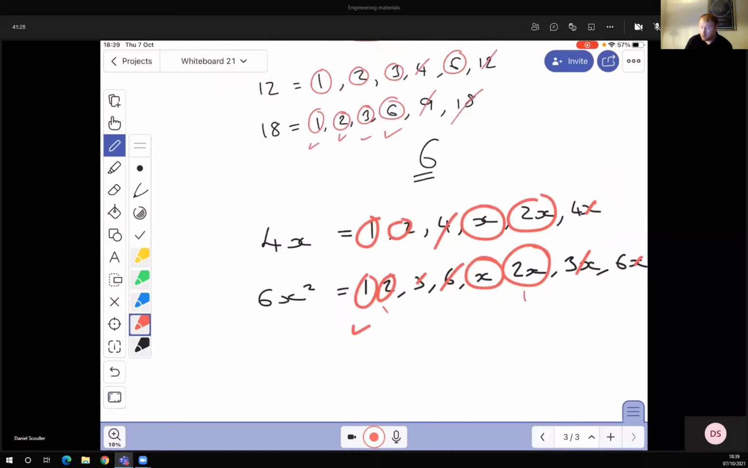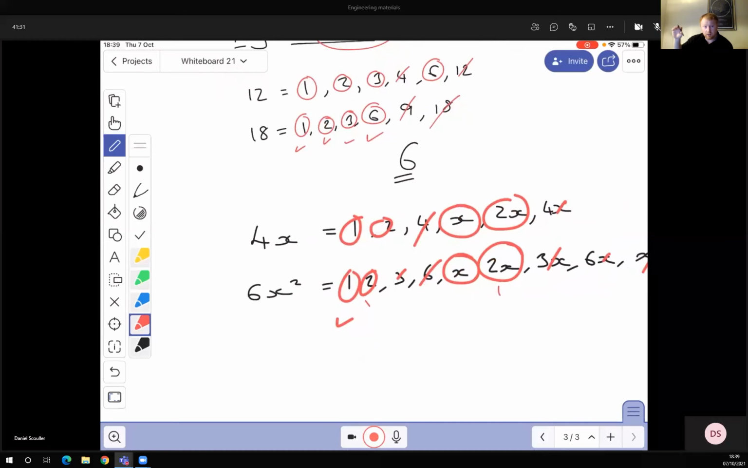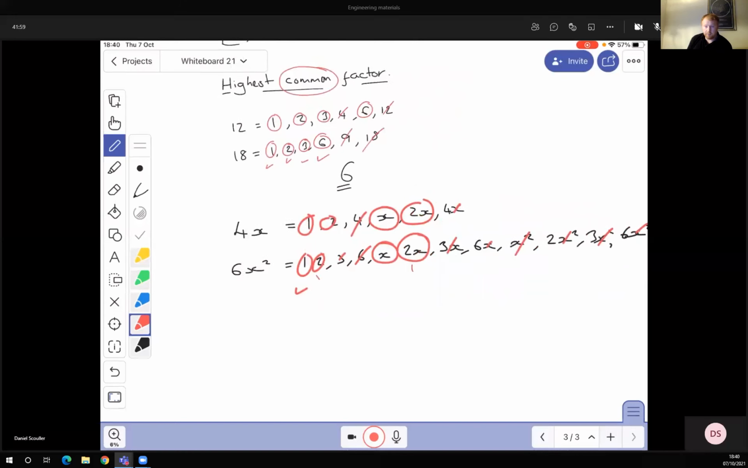Now it's not, but if there was a 2x squared and 2x squared as common factors, and 2x was a common factor, then 2x squared would be the highest. So the x term with the highest power becomes the highest common factor. So you're looking at both the number in front of it, but also the power. Okay, so we all comfortable with that?